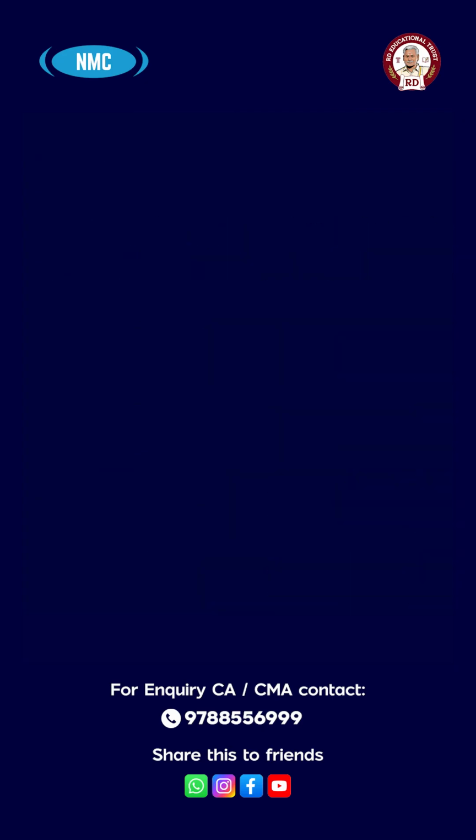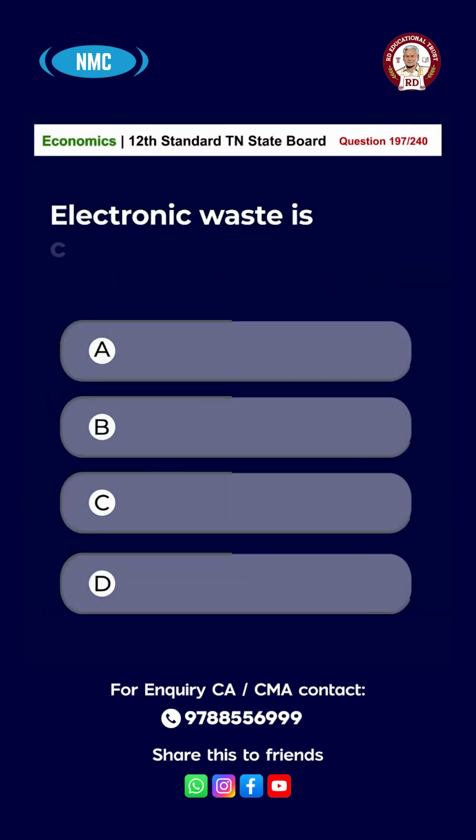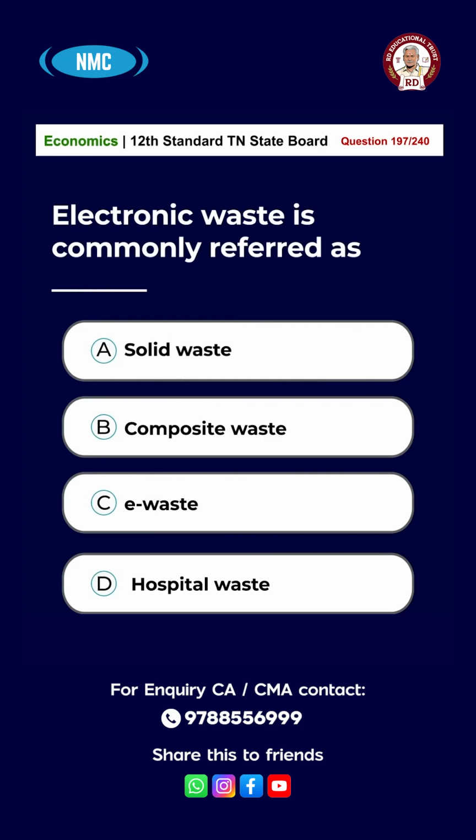Chemical fertilizer. Question number 196. Which of the following is the main cause of deforestation? A. Timber harvesting industry, B. Natural afforestation, C. Soil stabilization, D. Climate stabilization. The answer is option A. Timber harvesting industry. Question number 197. Electronic waste is commonly referred as A. Solid waste, B. Composite waste, C. E-waste, D. Hospital waste, and the answer is option C. E-waste.